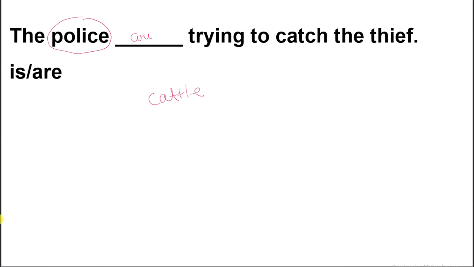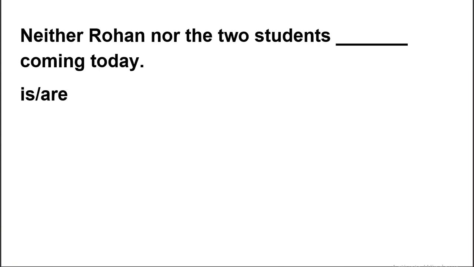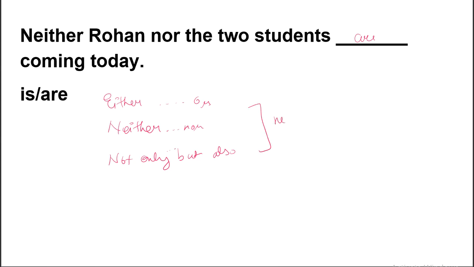Next, the statement is: neither Rohan nor the two students dash coming today. Neither Rohan nor the two students are coming today. Now the rule that follows here is that whenever you have connectors like either or, neither nor, not only but also, you always have to place the verb according to the nearmost noun.